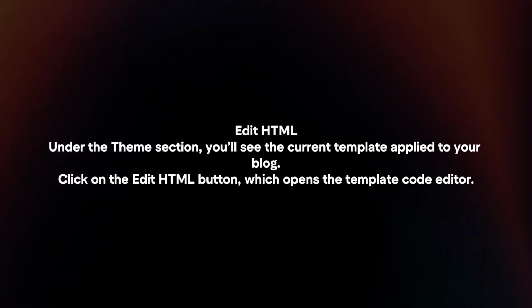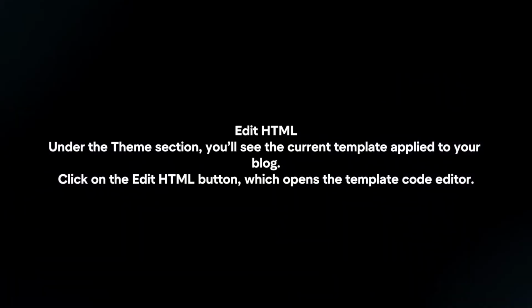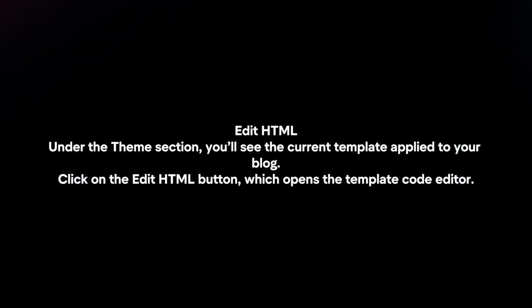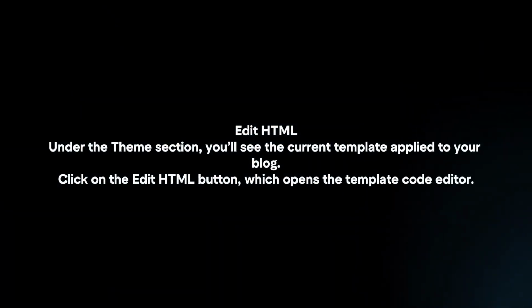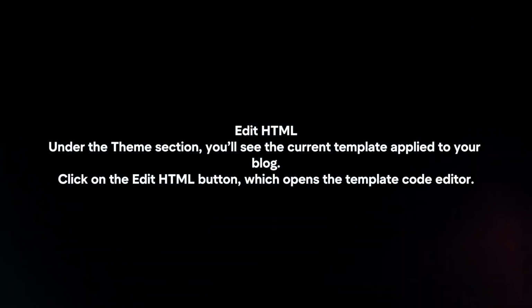Edit HTML. Under the Theme section, you will see the current template applied to your blog. Click on the Edit HTML button, which opens the template code editor.